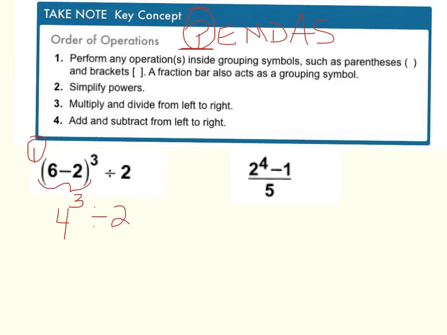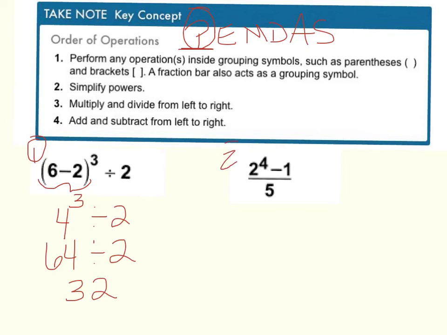Okay. Now, there's no more grouping symbols. Okay, are there any exponents? Okay, yes, there is an exponent, 4 to the 3rd power. So 4 to the 3rd power is 4 times 4 times 4, which is 64. I'm going to go ahead and bring down my divided by 2. Okay. And now the last operation is 64 divided by 2, which is 32. Okay. All right, next one. This one is a little different.